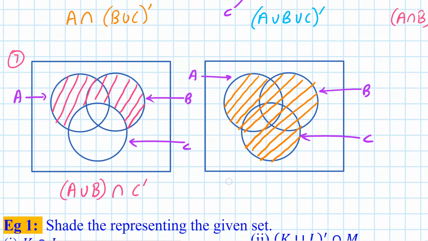Well, the final one is quite easy. A and B and C. Now we have the union, A or B or C in this case. A or B or C. Simply the union of all. So we really need to write down here the universal set.